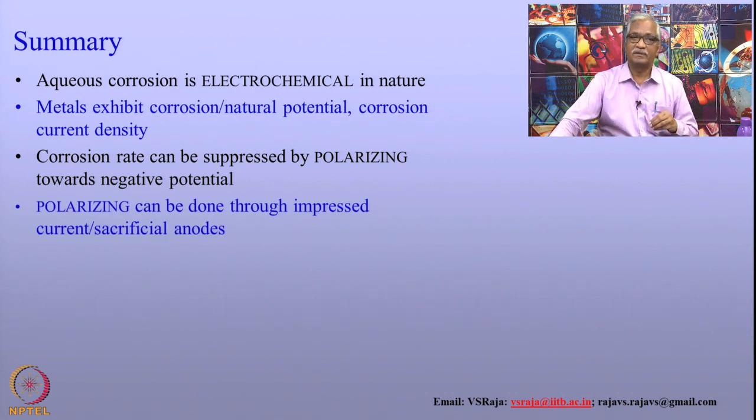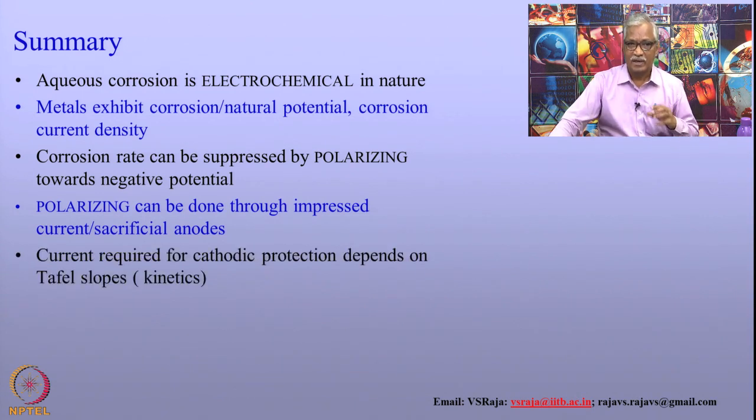Polarization can be done through two methods: impressed current cathodic protection system and sacrificial anode systems. Current required for cathodic protection depends upon the Tafel slopes or Tafel kinetics, actually. In fact, for those who are interested in modeling cathodic protection of metals, these concepts are very, very important.